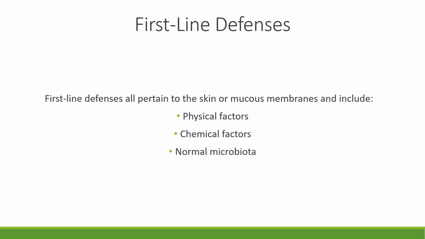Lastly, as discussed earlier, normal microbiota do inhabit the outside surfaces of your body. And these are beneficial microbes. They live on your skin, they live in the gut, they help to prevent harmful pathogens from taking root and growing.